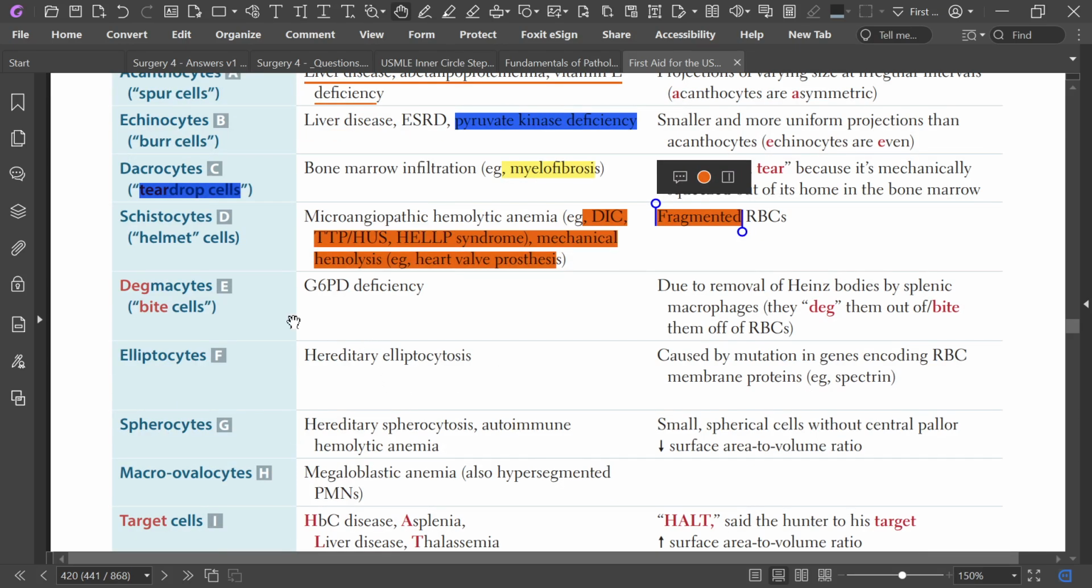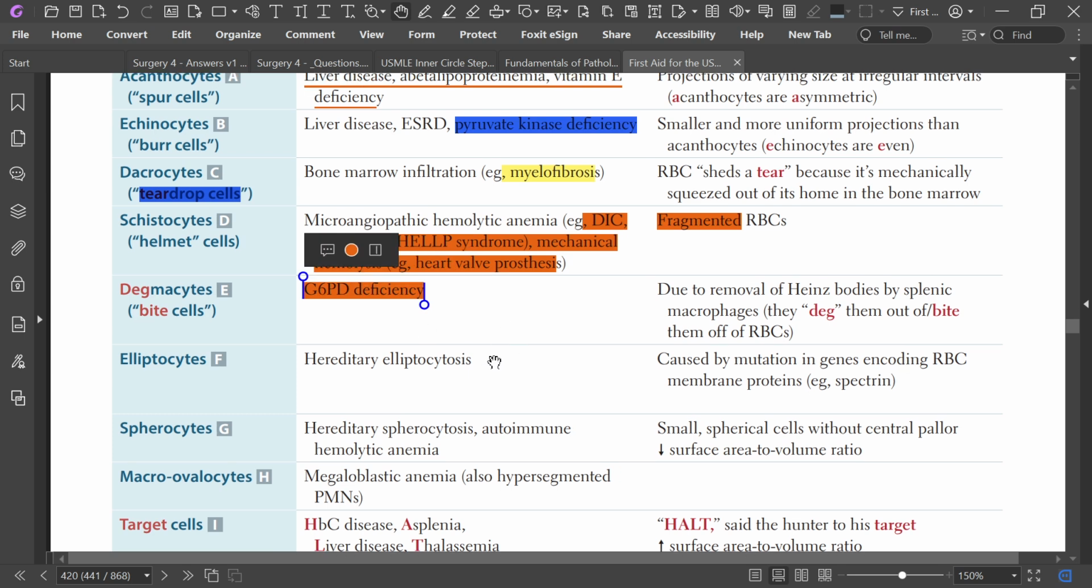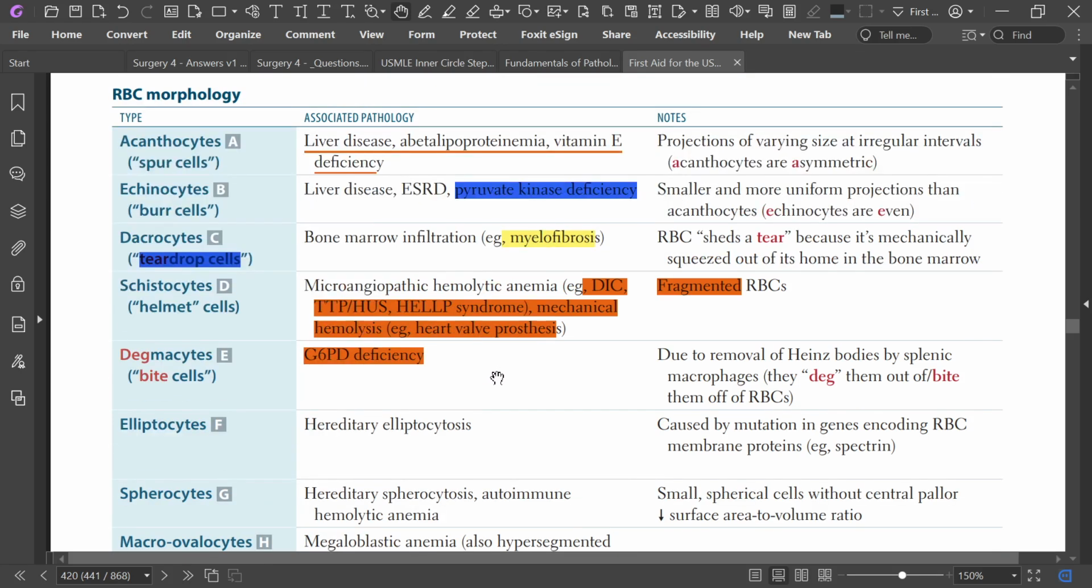Degmacytes, bite cells, are seen in G6PD deficiency. You have to differentiate degmacytes, the bite cell, from burr cells like in pyruvate kinase deficiency. Degmacytes are in G6PD deficiency.